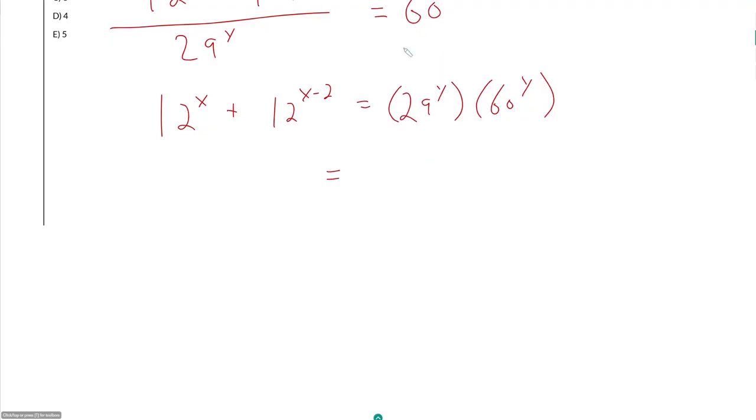And so I probably would not want to do that. Instead, what I might say is, well, I have a 60 here. And I know within that 60, there is a 12 because 12 times 5 is 60. So 29 is prime. I cannot really do anything with that. So I might rewrite this, though, as instead of 60 raised to the y, 12 times 5 raised to the y. So now I have at least a 12 on my right side. Now I can distribute this y out.